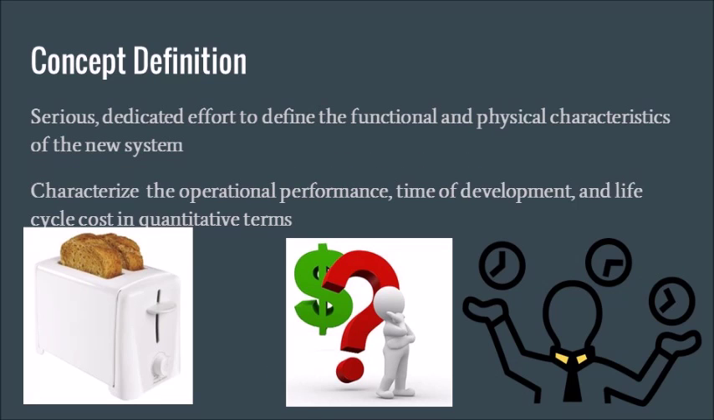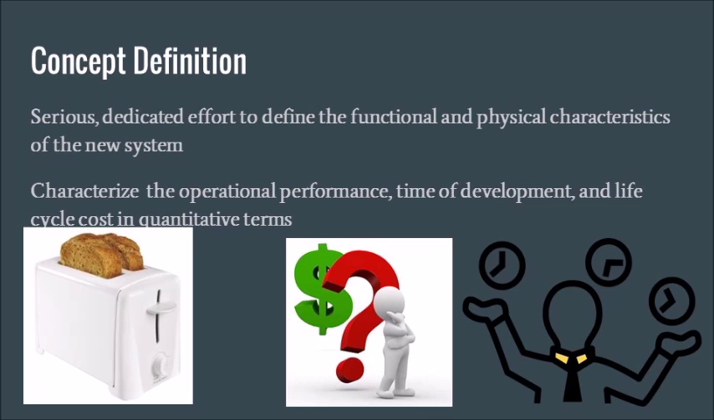Now that you have some system concepts to work with, you can narrow down your concepts in this concept definition phase, which is the third phase of the life cycle and the last phase of the concept development phase. So now you're getting into a serious, dedicated effort to define the functional and physical characteristics of the new system that meets the proposed requirements from the previous stages. So you set some requirements in the last two stages, and you need to meet those requirements unless they've changed, which is possible because the systems engineering life cycle is very iterative. So you can go in circles a little bit until you narrow down and get that final concept that you want to pursue.